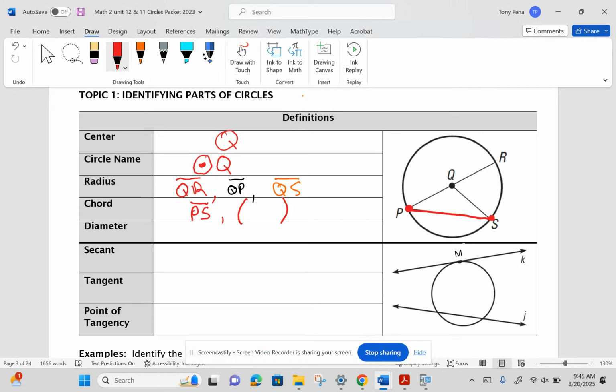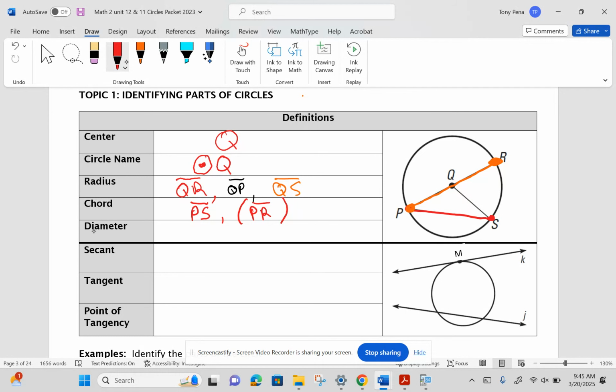Lily? SR doesn't connect though, right? SR? Braylon, what? Okay. PR we would also consider a chord because R is on the edge of the circle and P is on the edge of the circle. I'm going to put that into parentheses. The reason I'm going to put that into parentheses, that is an answer here, okay?